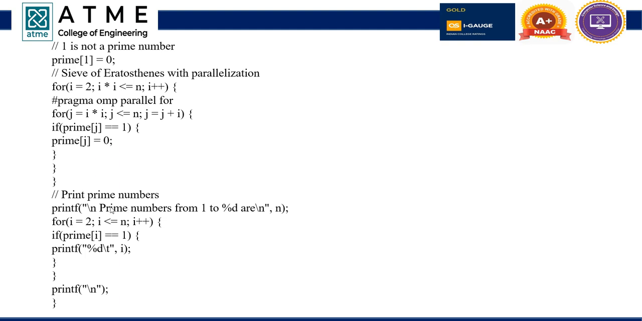Now you have to print all the prime numbers. So print the prime numbers from 1 to n, whichever number n is given by the user. For i is equal to 2 and i less than or equal to n and i plus plus, it prints the value if prime of i is equal to 1, otherwise it is non-prime. Now printf the i and the maximum number.